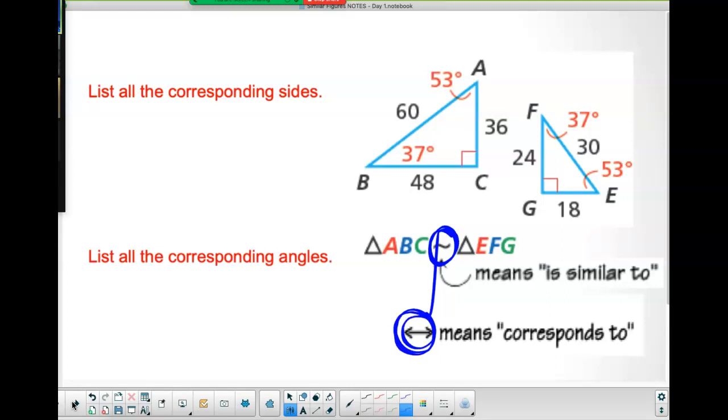First of all, it says list all the corresponding sides. I'm going to use colors to kind of show which sides are going together. So let's start with this side, AB.